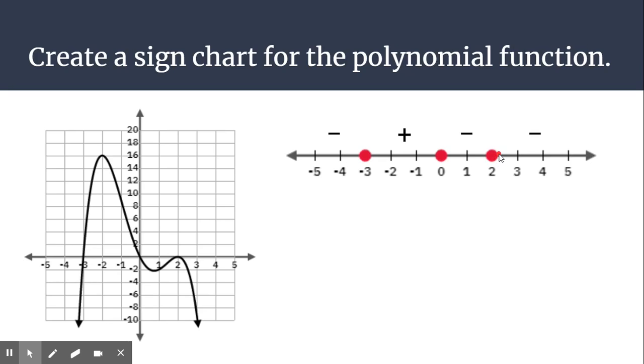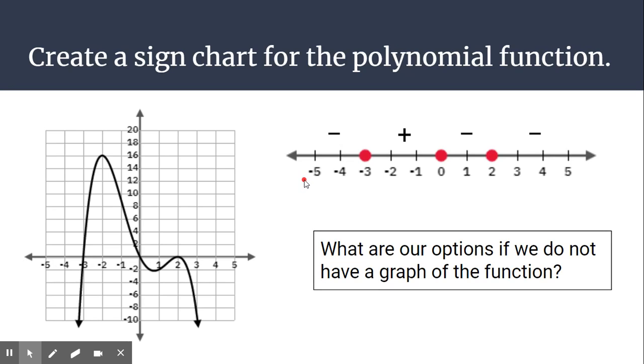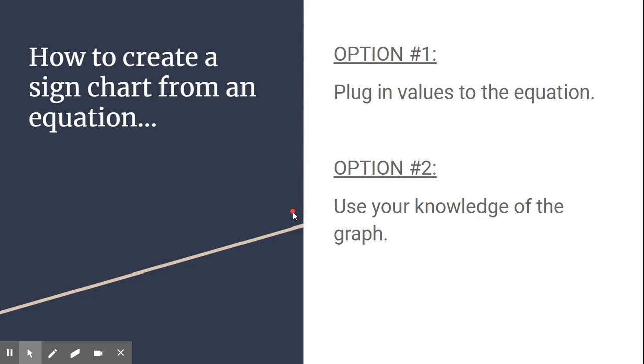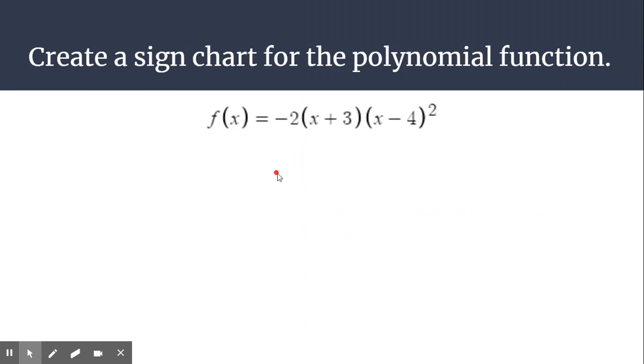When we have a graph, this isn't too difficult to do because I can look at the picture and track when my y values are positive and negative. This becomes a little bit more difficult if we don't have the graph in front of us. So what are our options if all we have is the equation and not a graph? There are two options that I want to talk about. You can decide which one of these options you feel is better for you. The first option is to plug in values to the equation, and the second option is to use our knowledge of the graph itself. So let's take a look at that first option.